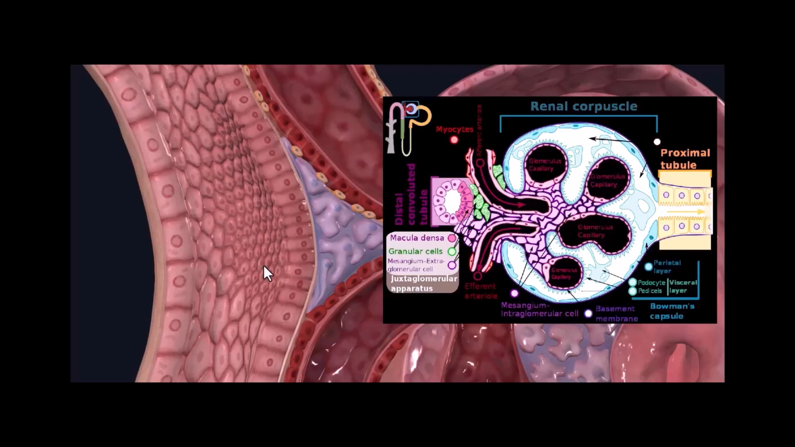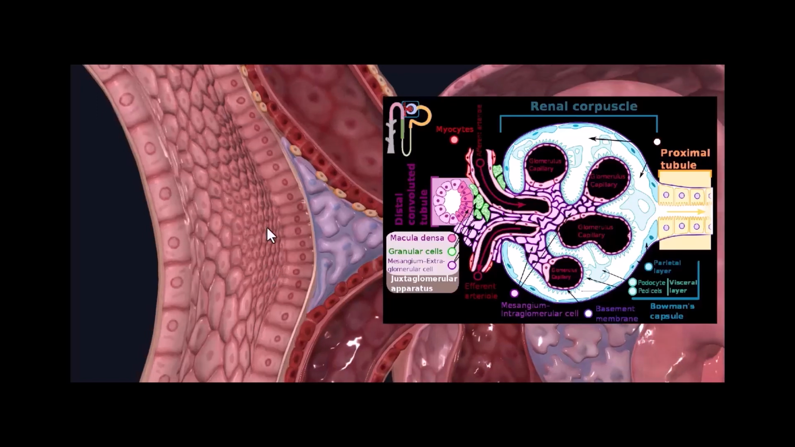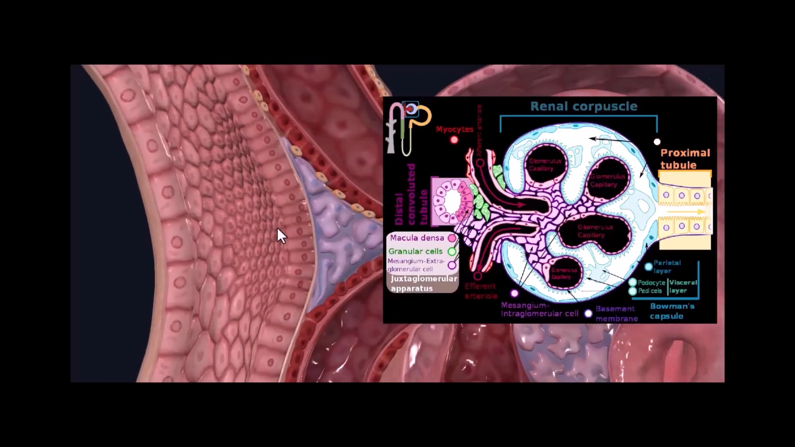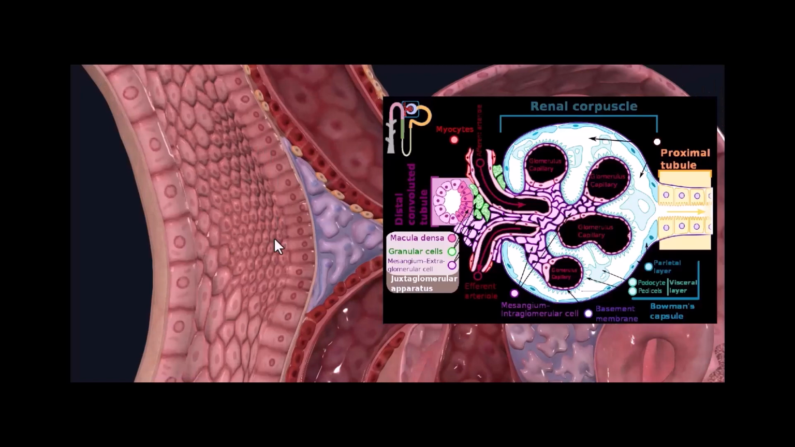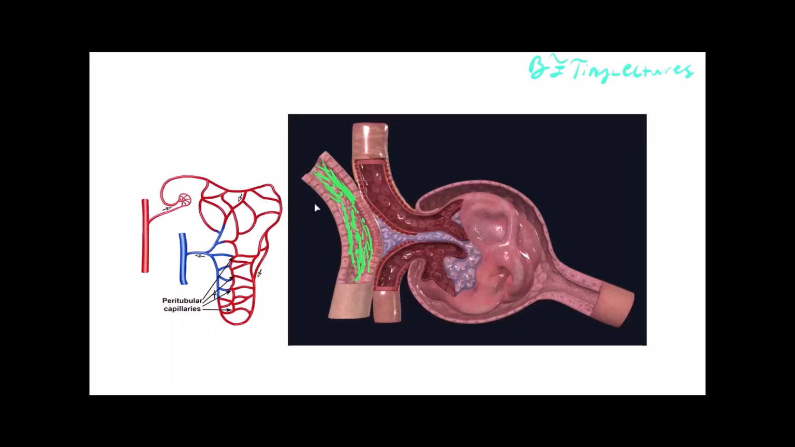For this example, let's say that we have a lot of sodium, like we just ate some barbecue and we have a lot of sodium in our blood. Well, there's going to be a lot of sodium inside the filtrate. And when there is too much solute in the filtrate, the macula densa is going to release two signals. And these signals are adenosine triphosphate, ATP, and adenosine. Let's say that this is sodium. There's a lot of sodium inside this distal convoluted tubule.